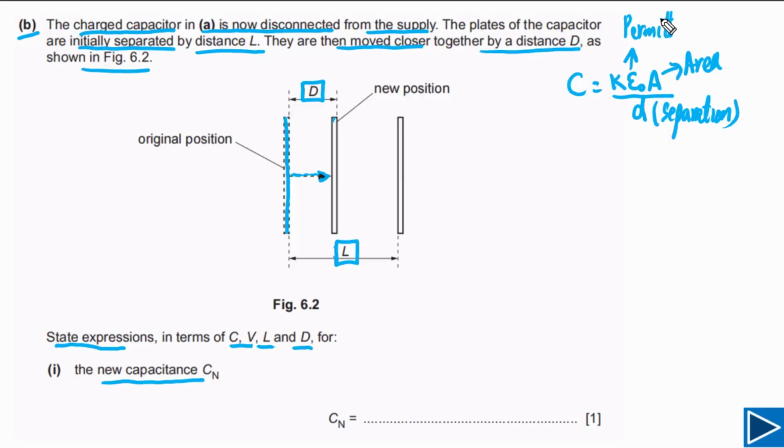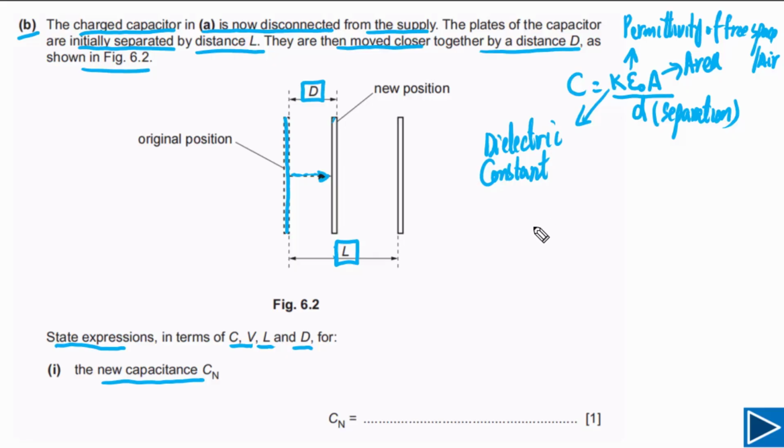Capacitance also depends on the medium between plates. So this is the permittivity of free space, or air we can also say, because these two media have very close permittivities. K is the dielectric constant. The value of K for air or free space is equal to 1. So for air we can write C is equal to epsilon naught A over D.